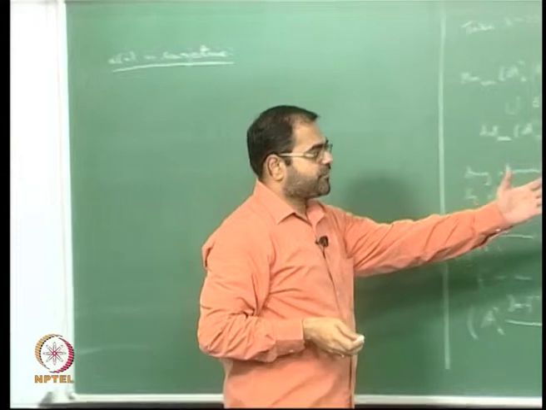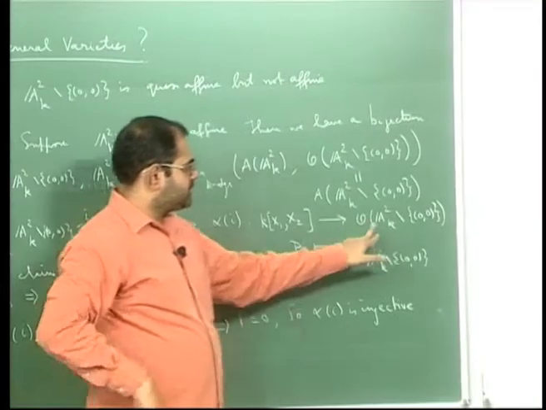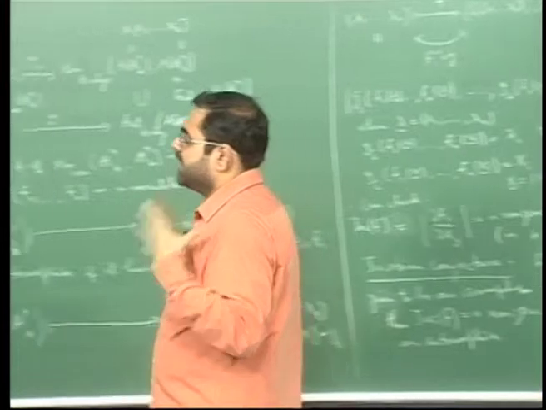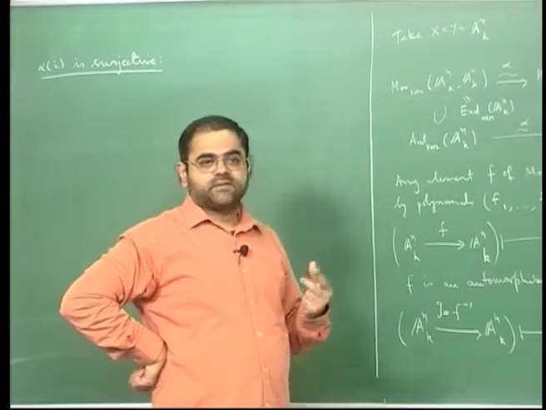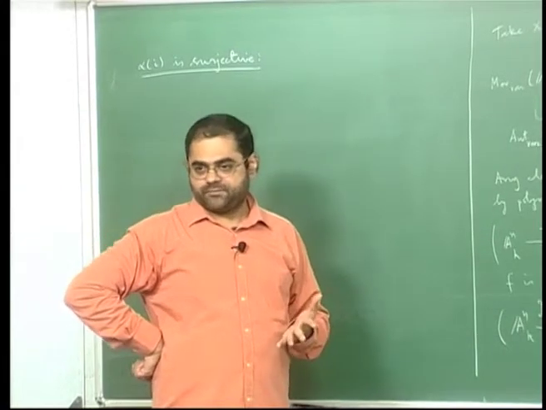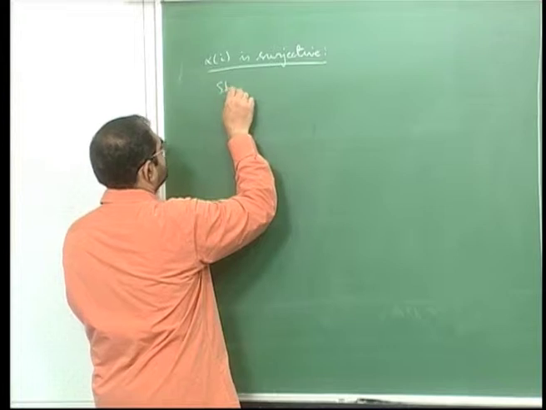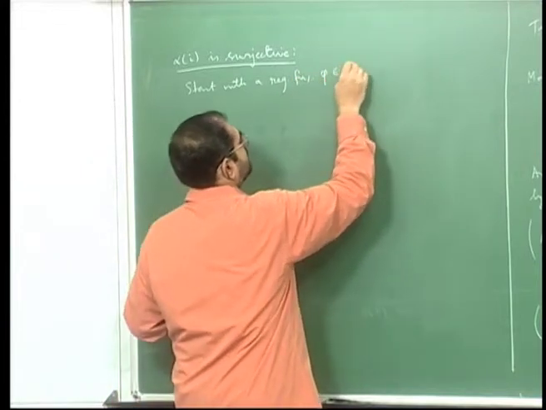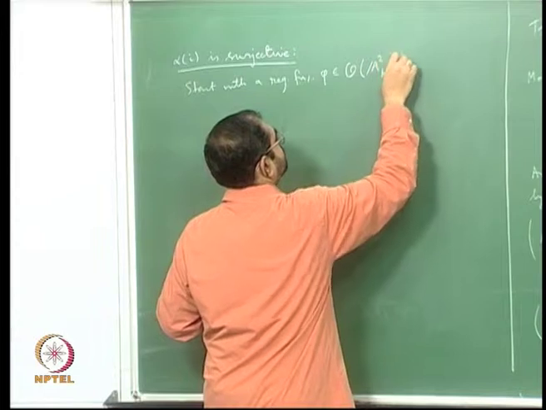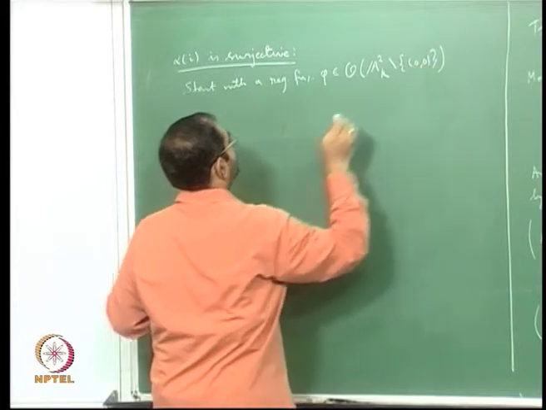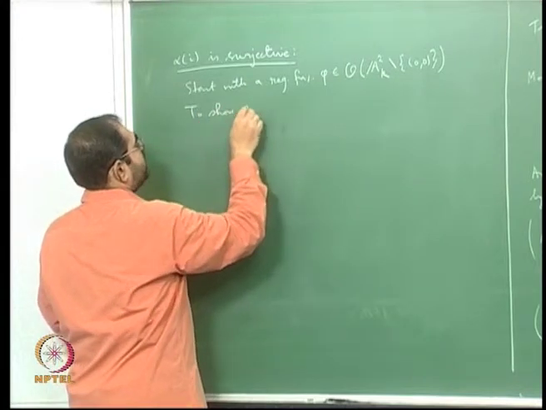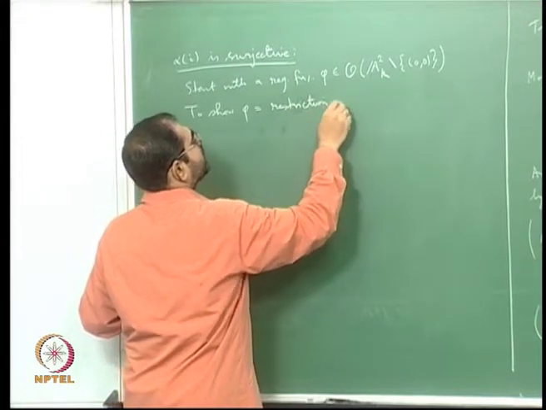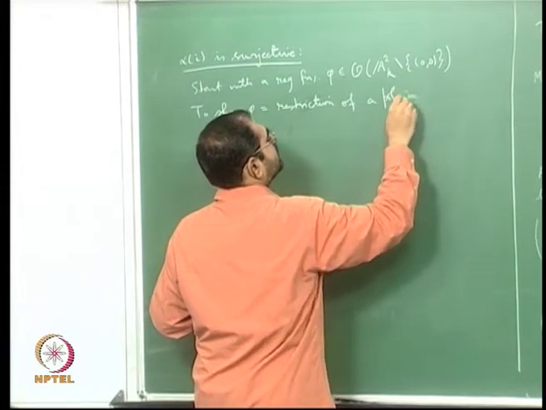Well, what I do is I start with a regular function on the punctured plane, and I have to show that it is given by the restriction of a polynomial. So what is the statement? I start with a regular function on the punctured plane, and I have to prove that this regular function is nothing but the restriction of a polynomial in two variables. So start with a regular function phi on the punctured plane, to show phi is equal to the restriction of a polynomial in k[x1, x2].